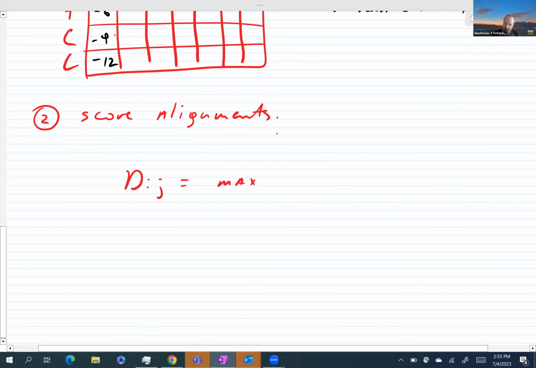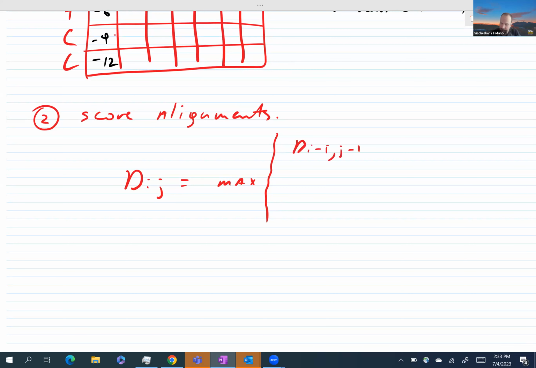Remember, this is a divide and conquer algorithm. So we have 3 possibilities that we are going to consider. Possibility number 1 is that we make a diagonal move, meaning we use up 1 character from each of the 2 sequences. This is a match or mismatch, right? And then we provide the score for a match or mismatch. Possibility number 2 is we make a vertical move, d i-1 j plus the gap penalty. Possibility number 3 is that we make a horizontal move plus the gap penalty.